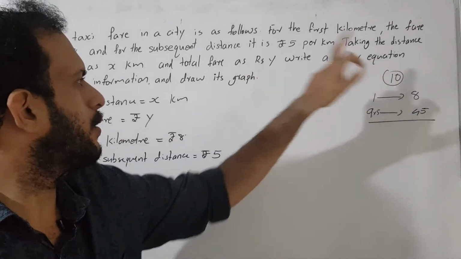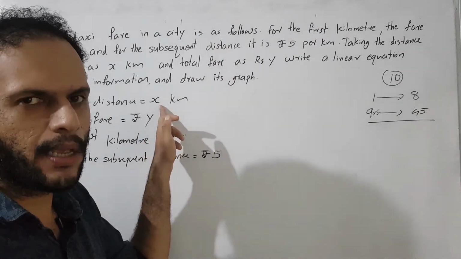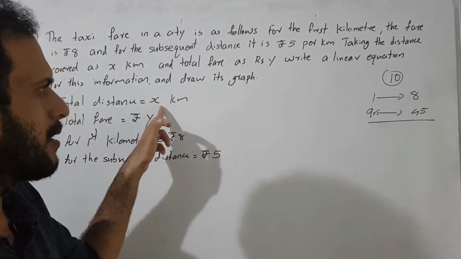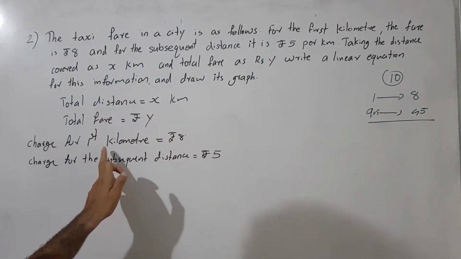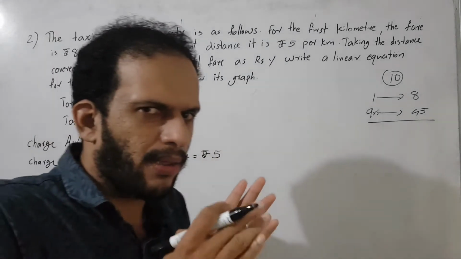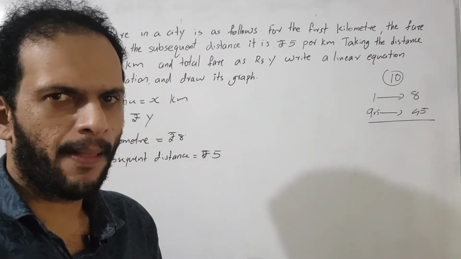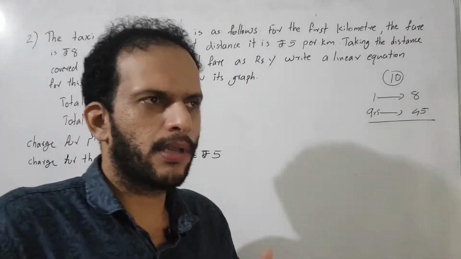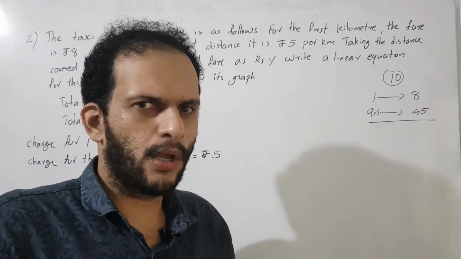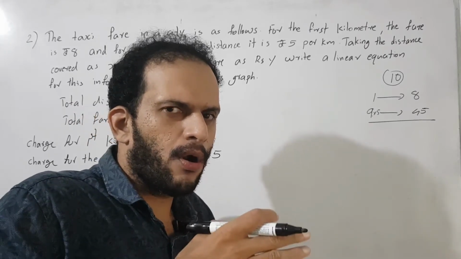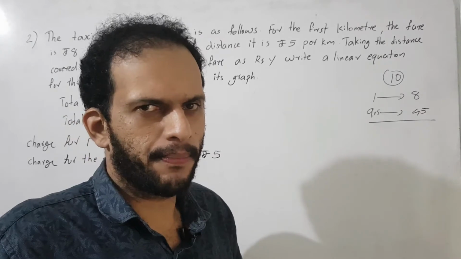Instead of 10, the total distance is x. Okay, how many kilometers are we traveling? x kilometers. Then if we know the charge of the first kilometer, we already covered 1 kilometer, then how many kilometers are remaining? We need to cover a total of x kilometers. We already covered 1 kilometer. Then how many kilometers are remaining?